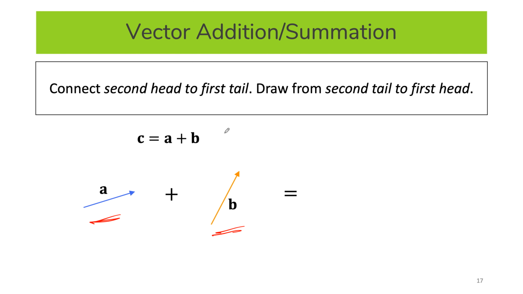So how is it done exactly? I'm going to start with the second vector, which is B, right here. And I'm going to connect the tail of the first vector, A, to the head of the second vector. So A is here, and I'm going to connect at this point, like that. Then the resultant vector is drawn from the second tail, B in this case, to the head of the first vector, A. So C is equal to A plus B is this vector, this arrow.